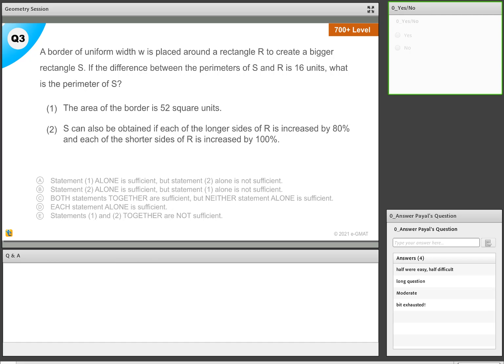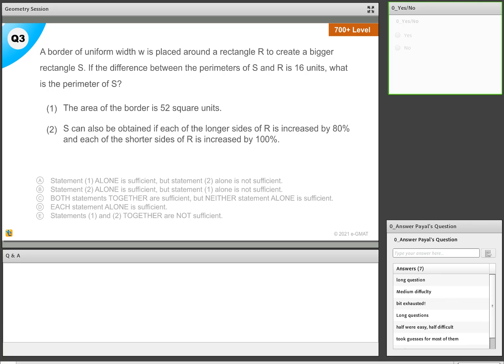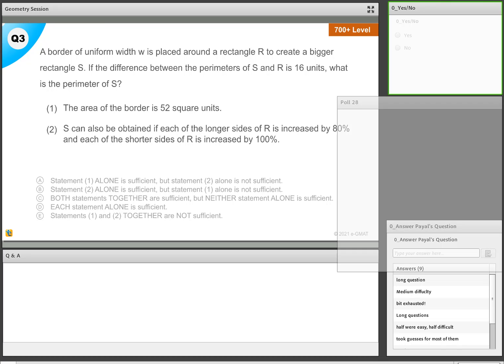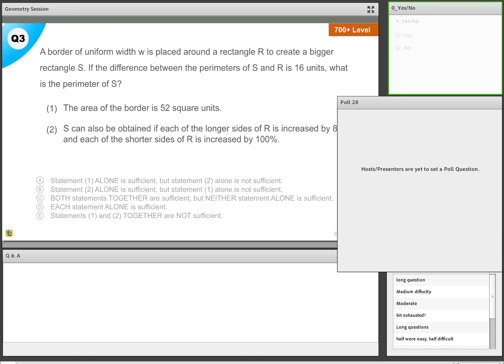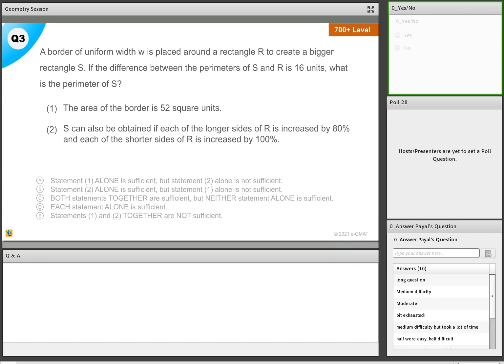Okay, what else? Let me ask you this question. I took guesses for most of them. Okay. Medium difficulty. Well, based on your accuracy as a class for these 4 questions, all these questions are more on the hard, very hard side. So the accuracy for almost all the questions was less than 40%.